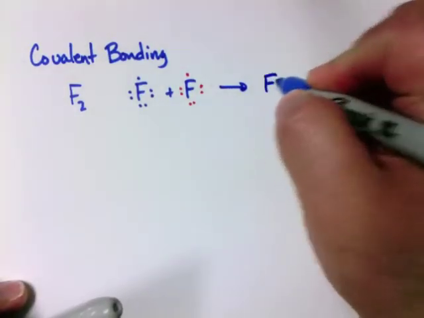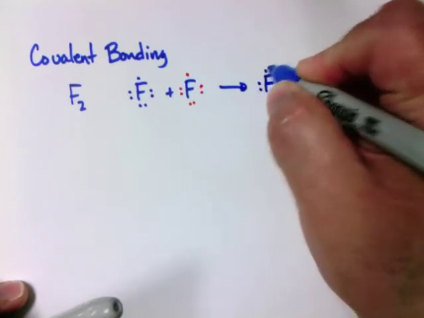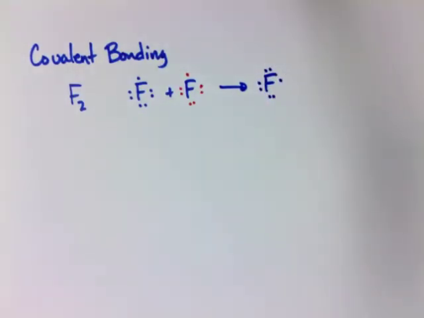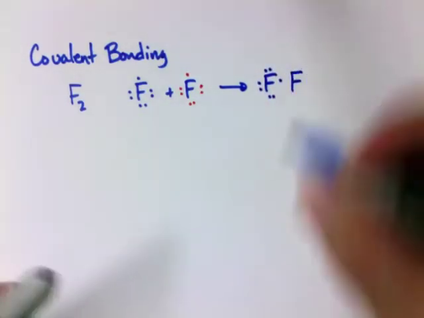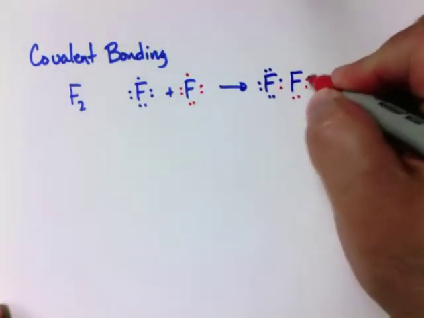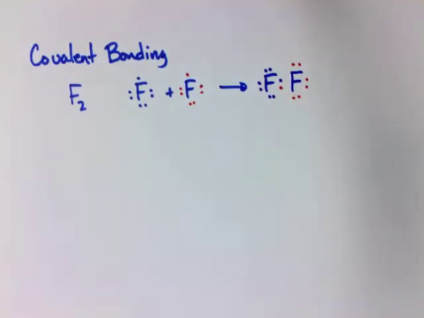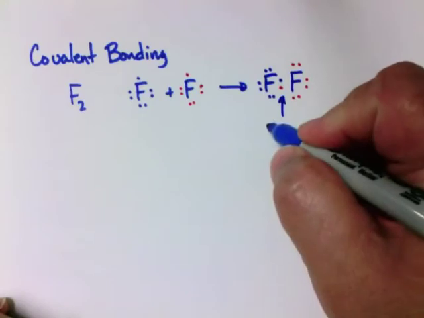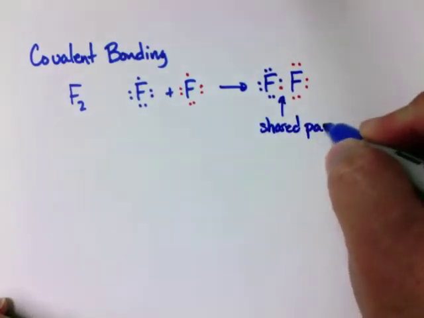And what's going to happen is that the 2 fluorines are going to share those 2 unpaired electrons, and this results in a shared pair.